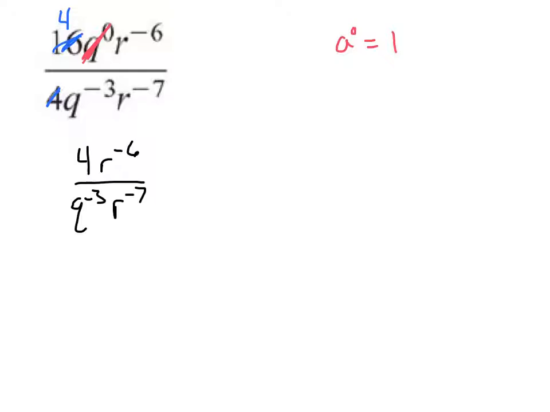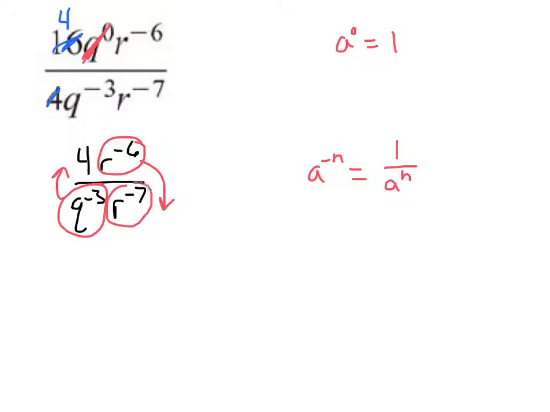Okay? Well, next, I should use the rule that says a to the negative n power equals 1 over a to the positive n power. That means negative exponents want to move to become positive. So I have an angry exponent here that wants to move down, an angry exponent here that wants to move up, and an angry exponent here that wants to move up. So again, rewriting what I have.